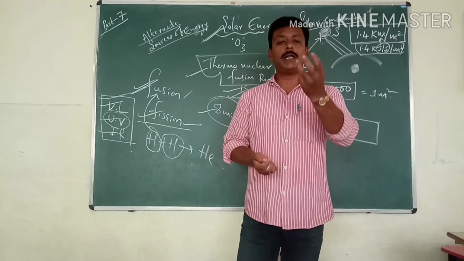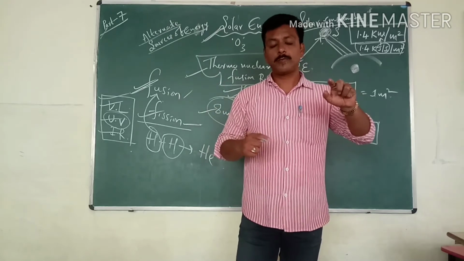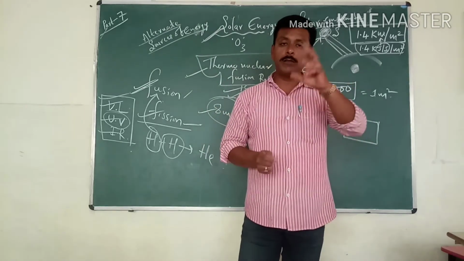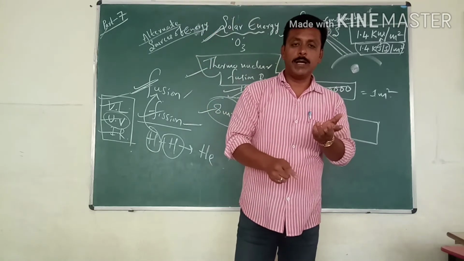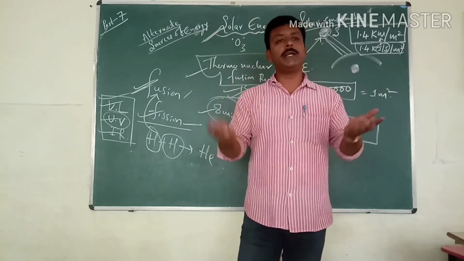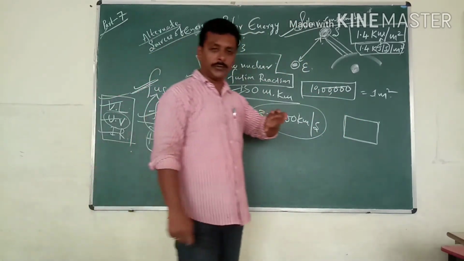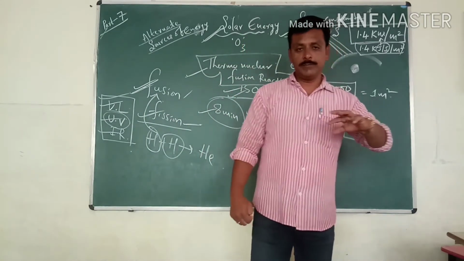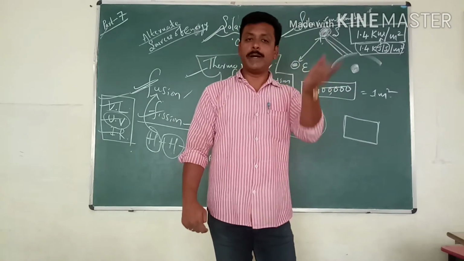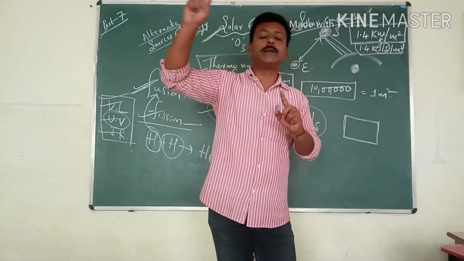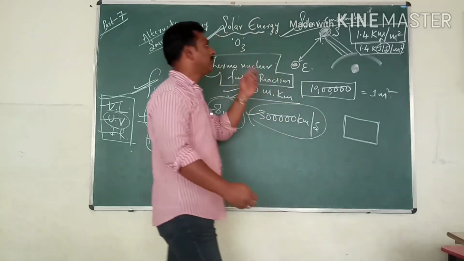The energy received by the earth atmosphere from the sun per unit area at unit time. Per unit area per unit time is called as a solar constant. Can you try to find the definition? The energy received by the earth atmosphere from the sun per unit time per unit area is called as a solar constant.